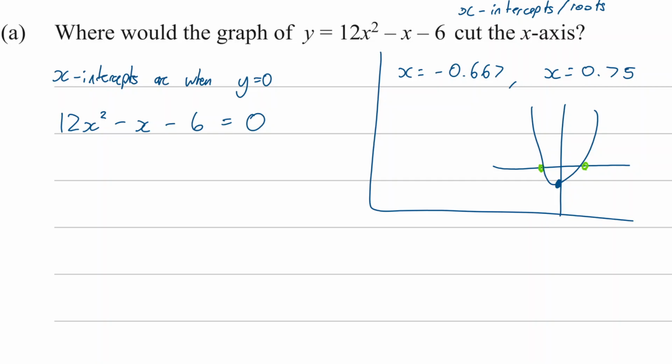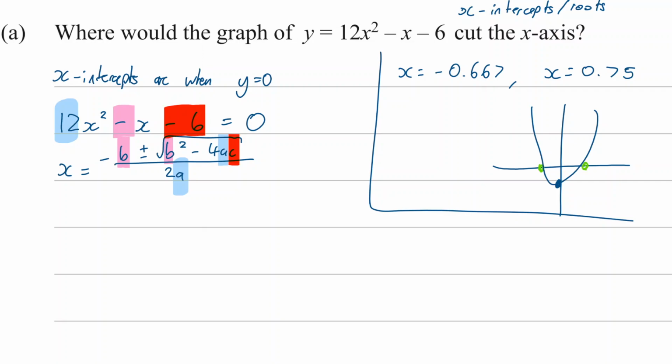So for this one, let's use the quadratic formula. Just a reminder, this isn't the only way to do it, but let's practice using it. That'll be in your formula book, where a is 12, b is -1, and c is -6 in this example. So the coefficient of x squared, of x, and then the constant.